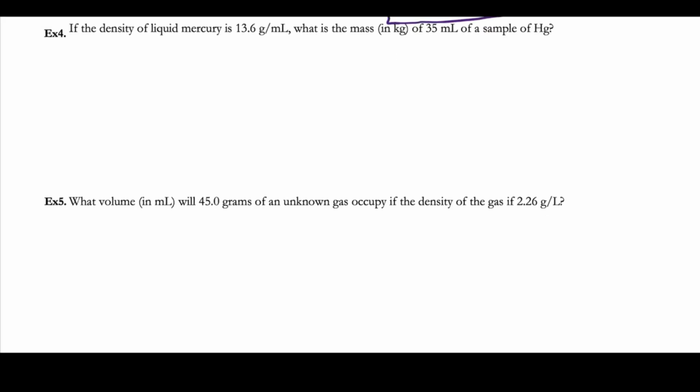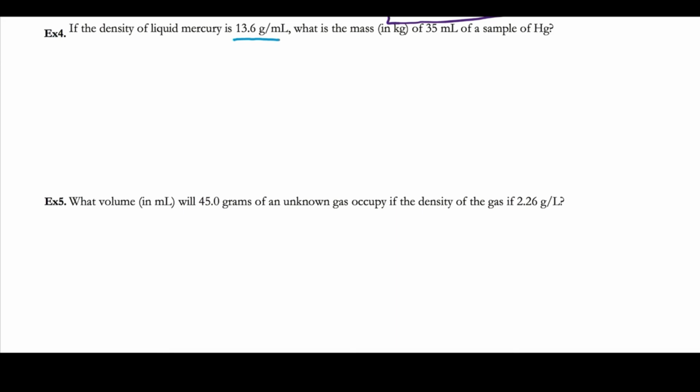All right, for the next question, it says, if the density of liquid mercury is 13.6 grams per mL, what is the mass of 35 mLs of a sample of mercury? Now, traditionally, you can, and it's not wrong, use the formula density equals mass over volume. I find that students make a number of careless errors when they do that. Instead, what I recommend doing is actually using density as a conversion factor. So let me show you what that looks like.